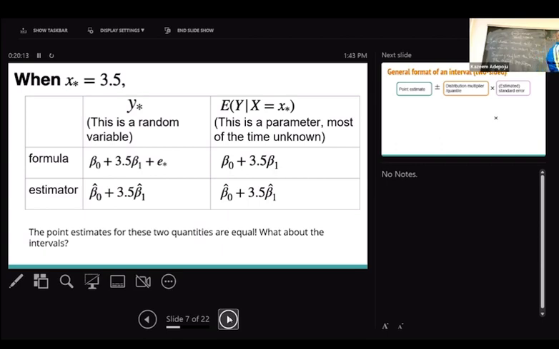Why the interval for the individual prediction is wider. And when the interval is narrower, then you can rely more on that particular estimate. When the interval is wider, then you can rely less on the estimate. Does that make sense? Okay.